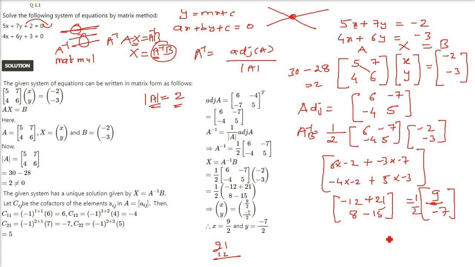But you have a half also. So divide 9 by 2 and minus 7 by 2. So this is your x and y. So x is 9 by 2, y is negative 7 by 2. So this is how you are going to solve linear equations or system of equations by matrix method, 2 by 2. Okay.